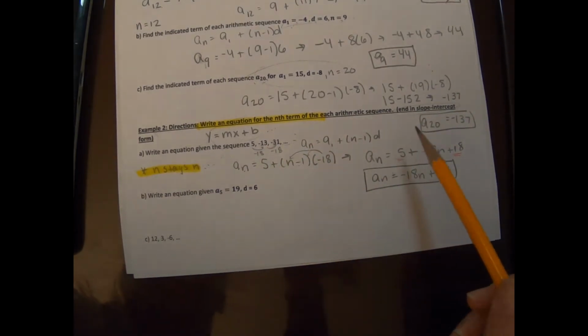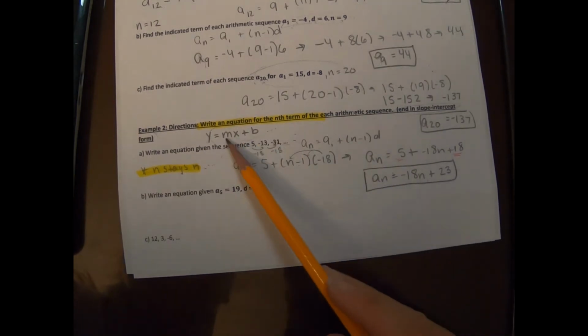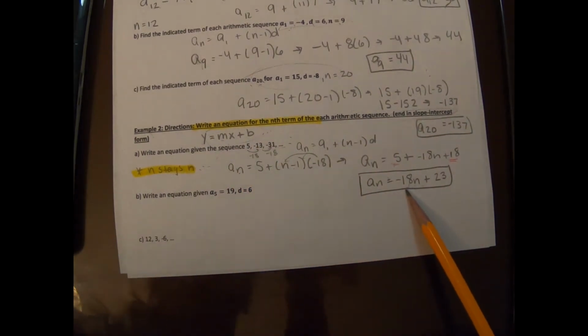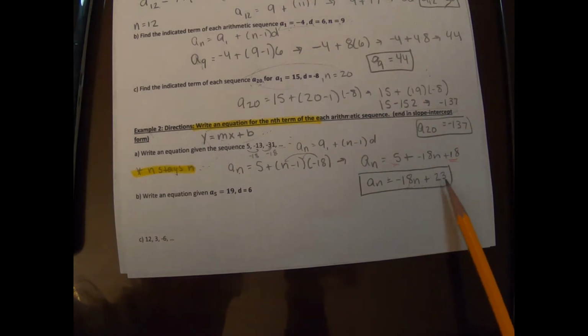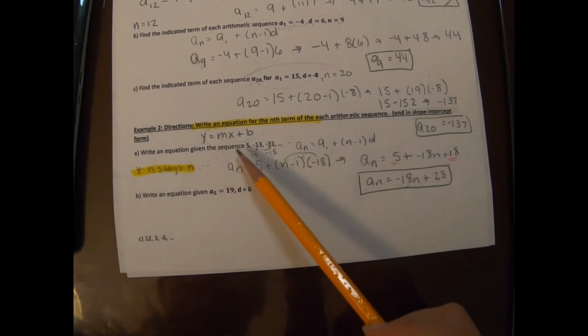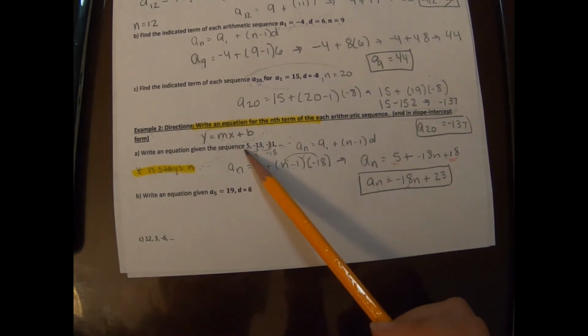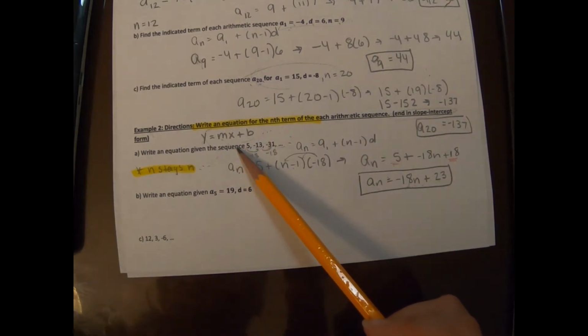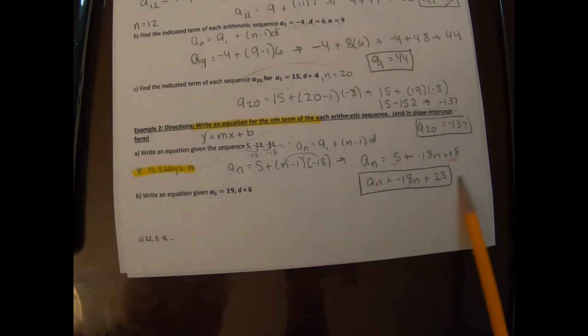So that's what we're looking for. If you look, this looks just like y equals mx plus b. The slope here is -18. And that's the common difference. A common difference is just like a slope, if you remember from the graphing last week. And 23 would actually be the y-intercept. So if there was a value before this 5, a 0 term, it would be 23. That's the y-intercept. Okay. Let's continue.